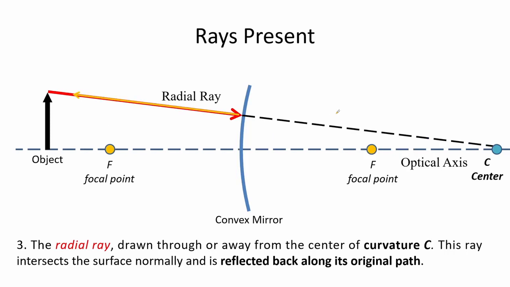The radial ray is drawn towards the center of curvature C perpendicular to the surface and it is then reflected back to its original path. Here we see the dashed line has the same orientation as the radial ray and it intersects the center of curvature. The ray simply returns back to its original path in the opposite direction as the original ray.